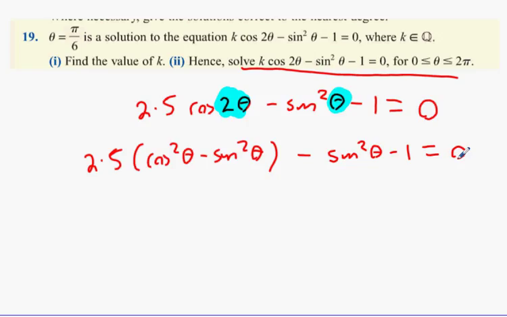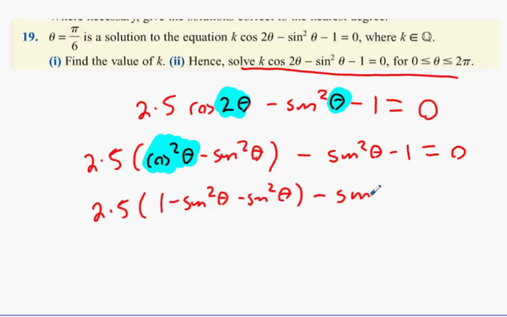Any cos squared theta. So you highlight the cos squared theta, and what are you going to change that into? 1 minus sine squared theta. So it's going to be 2.5 into 1 minus sine squared theta minus sine squared theta minus another sine squared theta. What's that? Minus 1 equals 0. Now what? Would you agree that's 2 sine squared thetas, yeah? Multiplying by? 0.5.